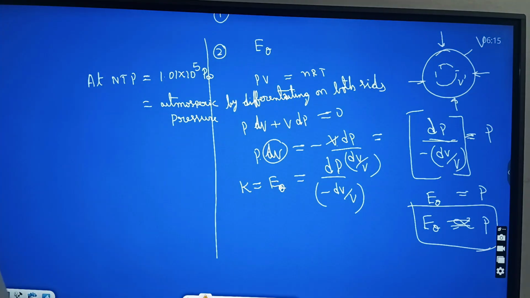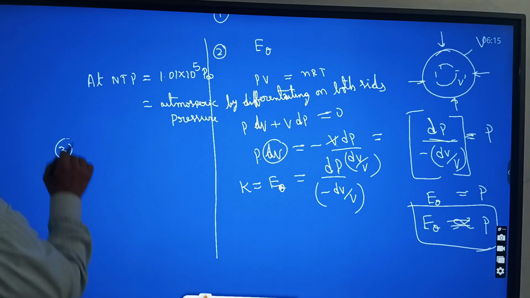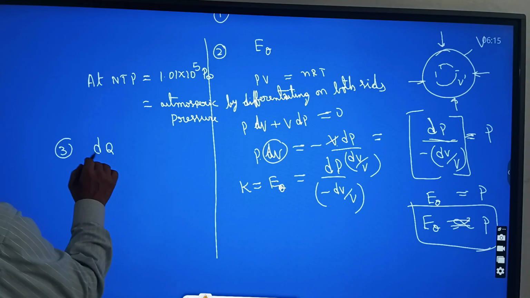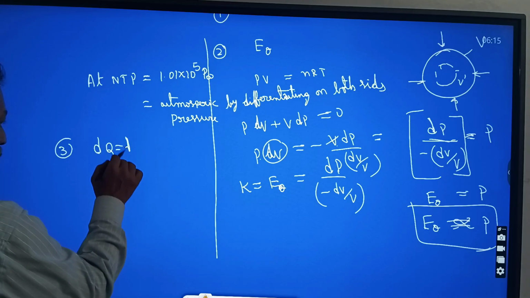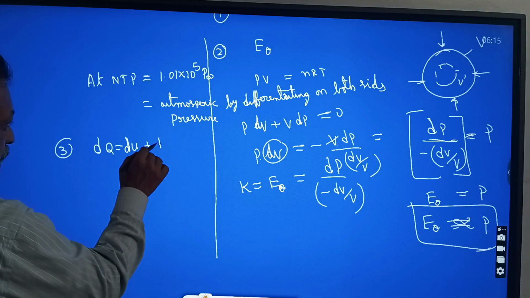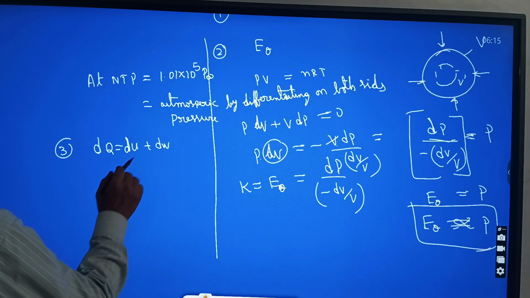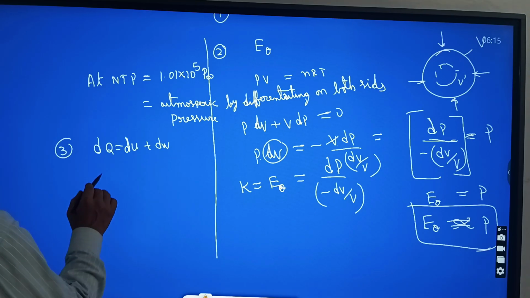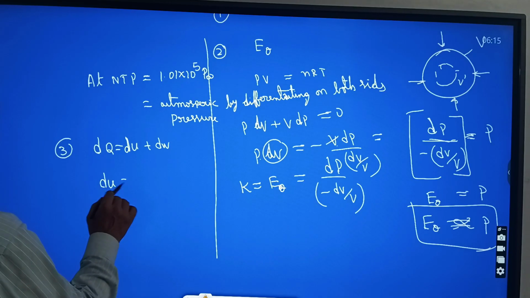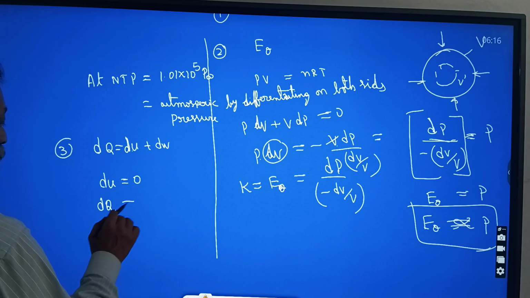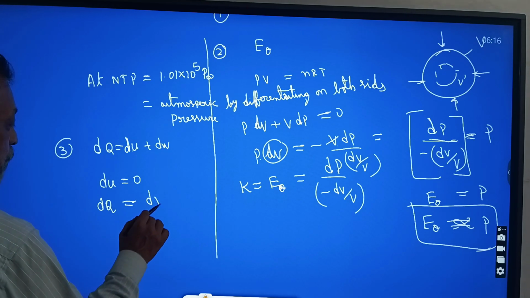Next. Now, next third application. So, what is the dq? First of all, dq is equal to du plus dw. But the temperature is constant. When the temperature is constant, this fellow du becomes 0. Therefore, dq is equal to work done dw.